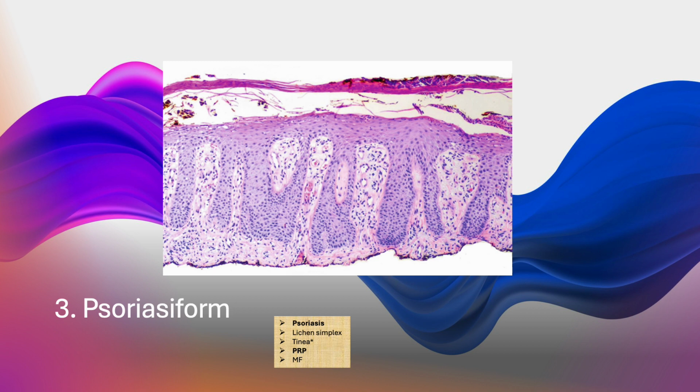We know that mycosis fungoides is a cutaneous T-cell lymphoma. It's not a dermatitis, but in real life, mycosis fungoides can be misdiagnosed as inflammatory dermatitis for many years, and the common presentation is psoriasiform dermatitis. So keep that in mind. A long-lasting psoriasiform dermatitis, you need to rule out mycosis fungoides.